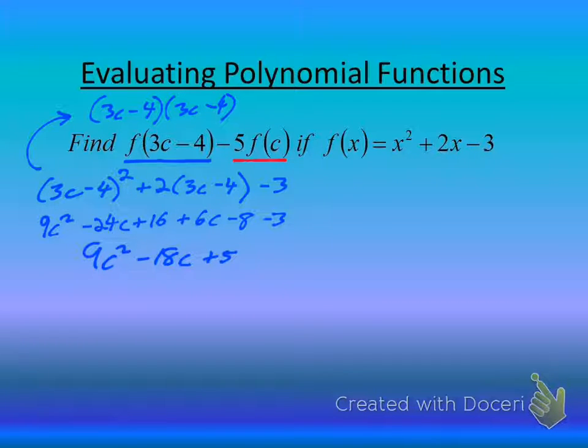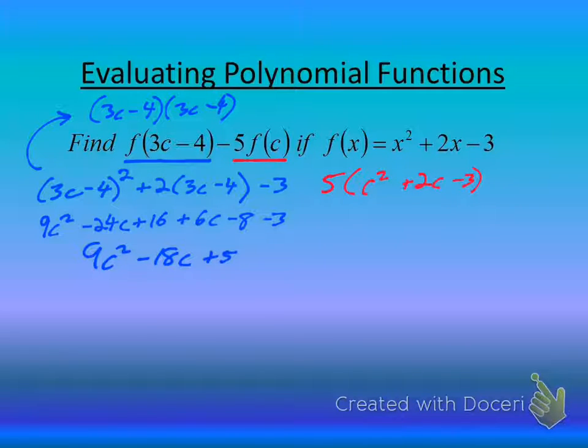Okay, your red part. Ignore the minus. Take care of the sign afterwards, all right? The red part, we need to do 5 times f of c. So, we're going to replace these x's with what? C's. Okay, that's easy enough. And then we're going to multiply it by 5. So 5 times c squared plus 2c minus 3.